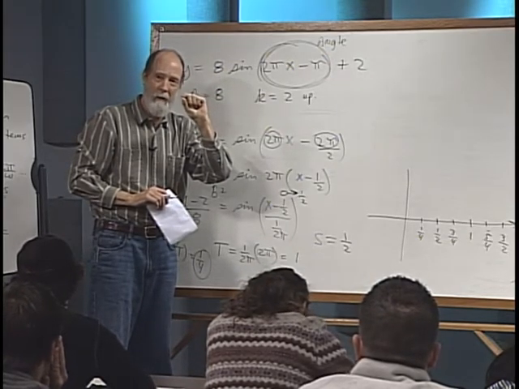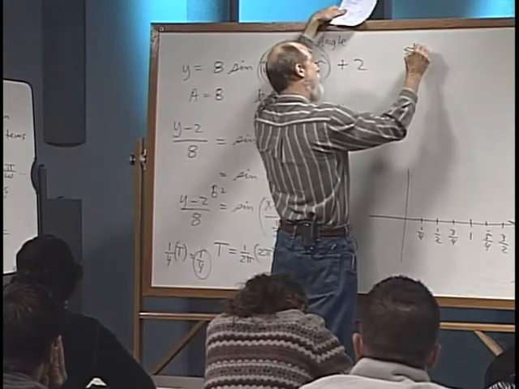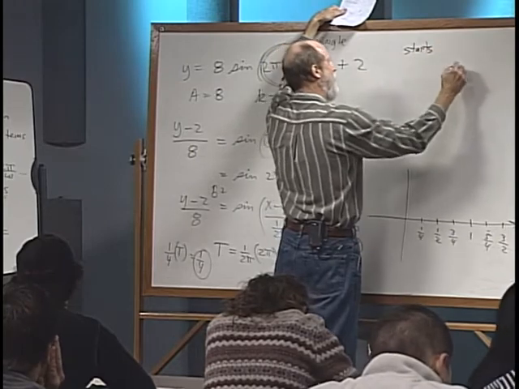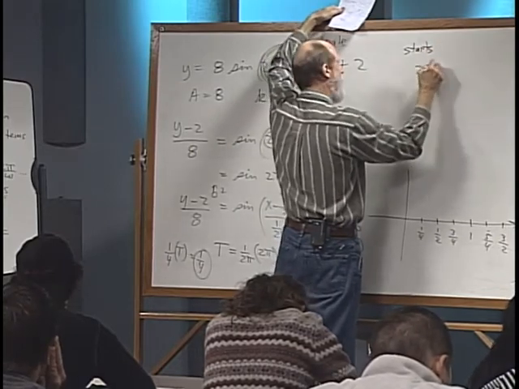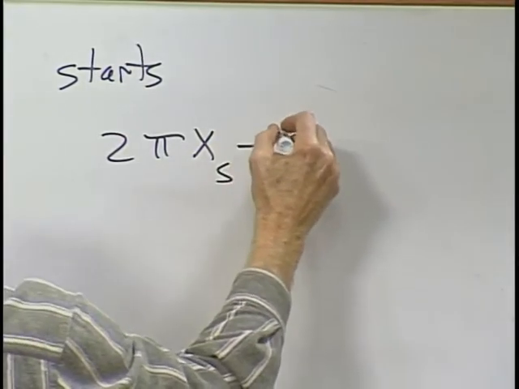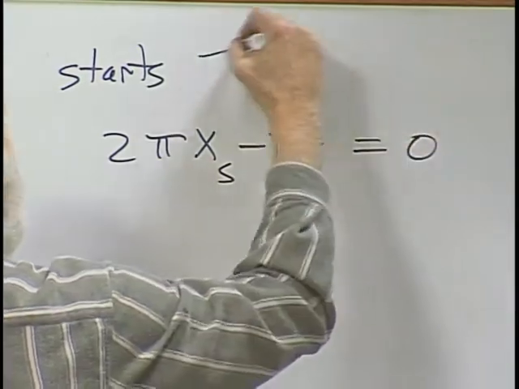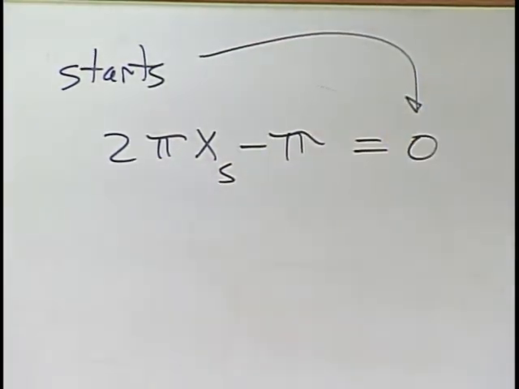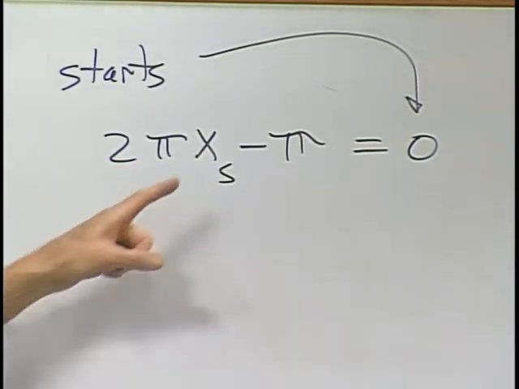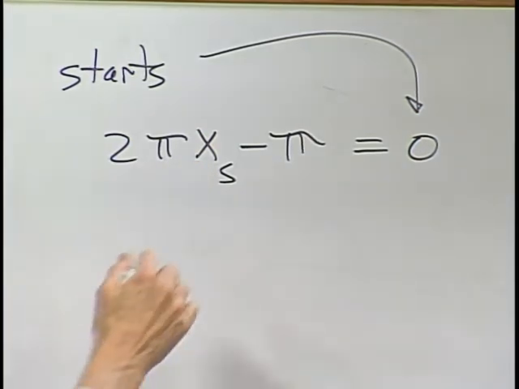At 0? So if it starts its cycle on 0, then that means this whole angle, I'm going to put a subscript S for starting, has to start on 0. It starts its cycle. That whole angle starts a cycle on 0. Now solve for this starting x value. This is a new x value. So solve for this starting x value.